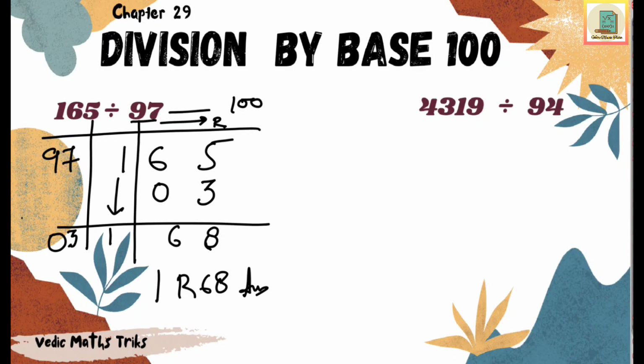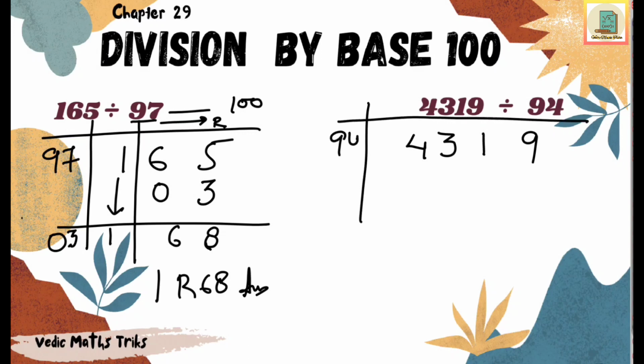Now let's understand the next question, that is 4319 divided by 94. So let's arrange the digits. 4319 divided by 94. So first of all, as we know that 94 is near to 100, so 100 minus 94 gives you 06. So we'll write 06 over here.